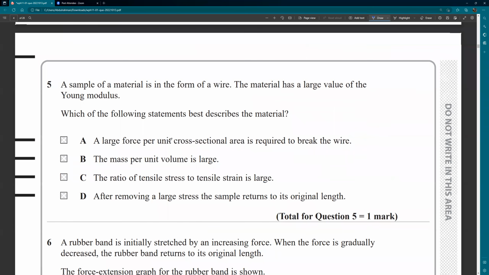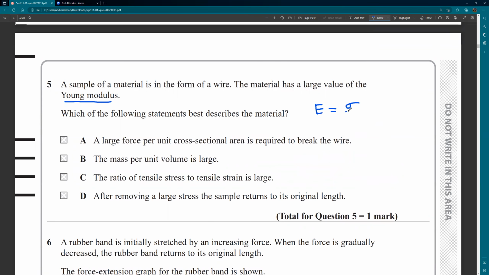A sample of a material is in the form of a wire. The material has a large value of the Young modulus. Which of the following statements best describes the material? It has a large Young's modulus, and we know Young's modulus is equal to stress over strain.